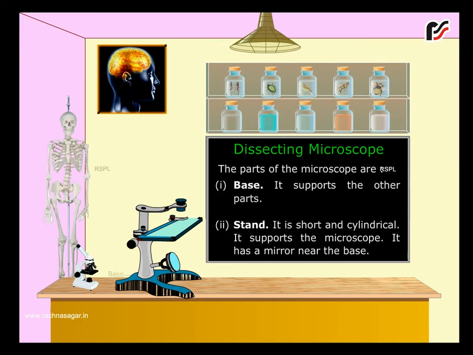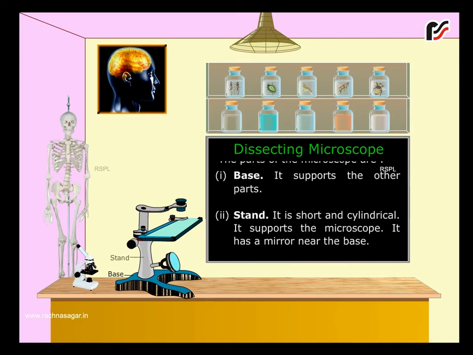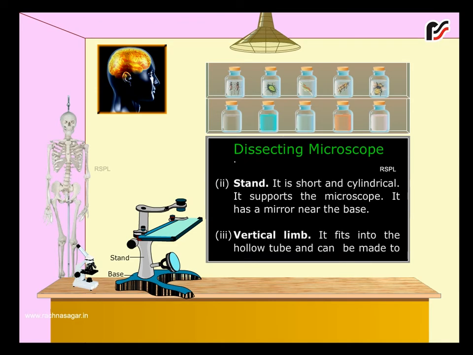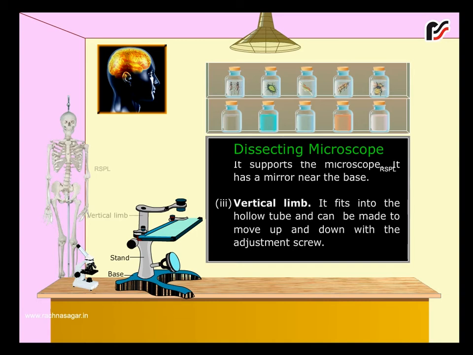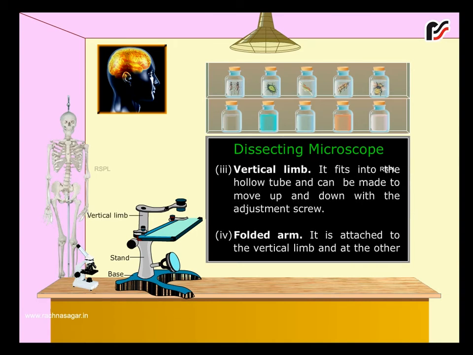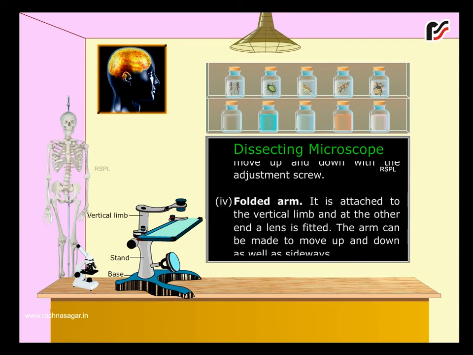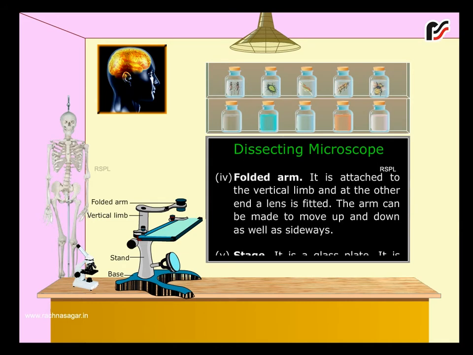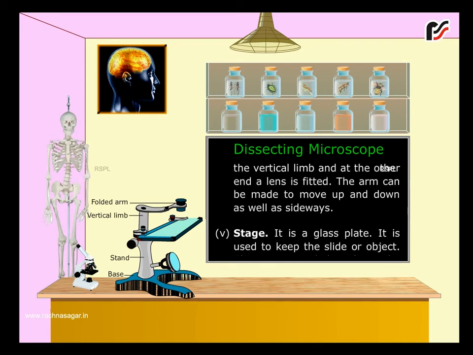The parts of the microscope are: Base. It supports the other parts. Stand. It is short and cylindrical. It supports the microscope. It has a mirror near the base. Vertical limb. It fits into the hollow tube and can be made to move up and down with the adjustment screw. Folded arm. It is attached to the vertical limb and at the other end a lens is fitted.